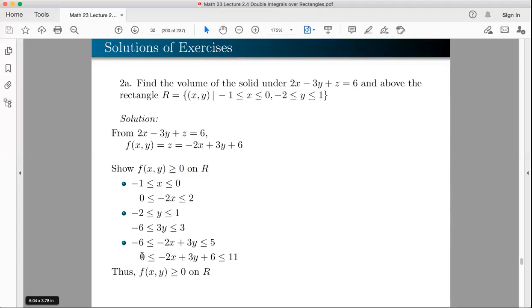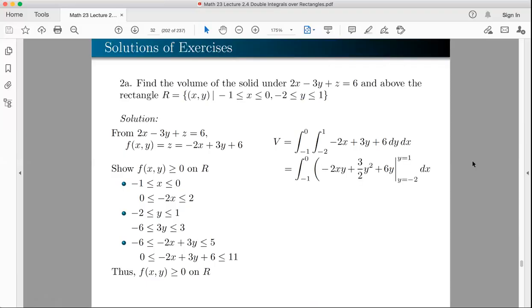Therefore, we can use the double iterated integral to give us the volume of the solid. So dy dx, the outer is for the x interval, the inner is for the y. Integrating with respect to y first, we get negative 2xy plus 3y squared over 2 plus 6y from negative 2 to 1. Evaluating, and then integrating with respect to x, we get negative 3x squared plus 27 over 2 x, evaluated from negative 1 to 0, and that gives us the value of 33 over 2 cubic units. That is the volume of the given solid.